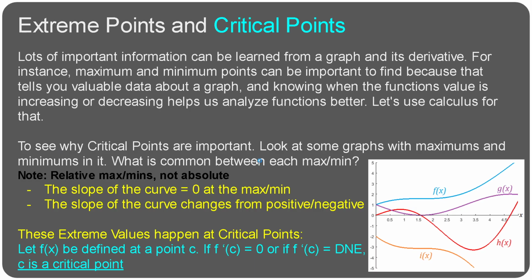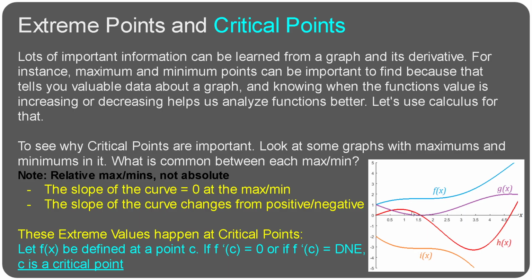So to see why critical points are important, take a look at some of these graphs with maximums and minimums in it. And let's take a look at some commonalities between them. I'm going to point out right now that the two things that are common between them is that the slope of the curve is 0 when you're at a maximum or minimum, and the slope of the curve changes from positive to negative when you reach a maximum. So let's take a look at some examples.